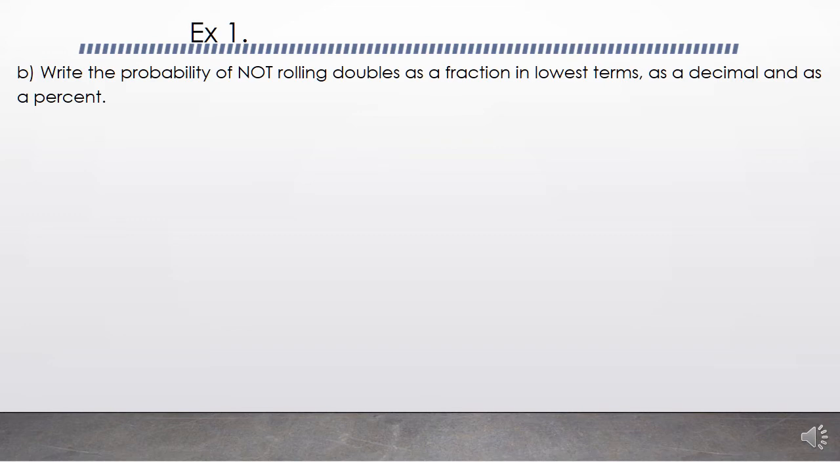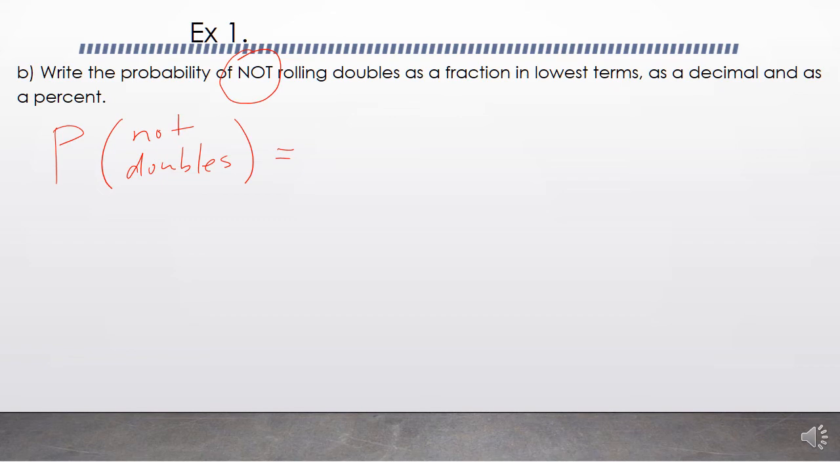One B, write the probability of not rolling doubles as a fraction in lowest terms, again as a decimal and as a percent. So the key word here is not rolling doubles. So again, I'm going to do some thinking. We'll start off with our formula. Probability, not doubles.